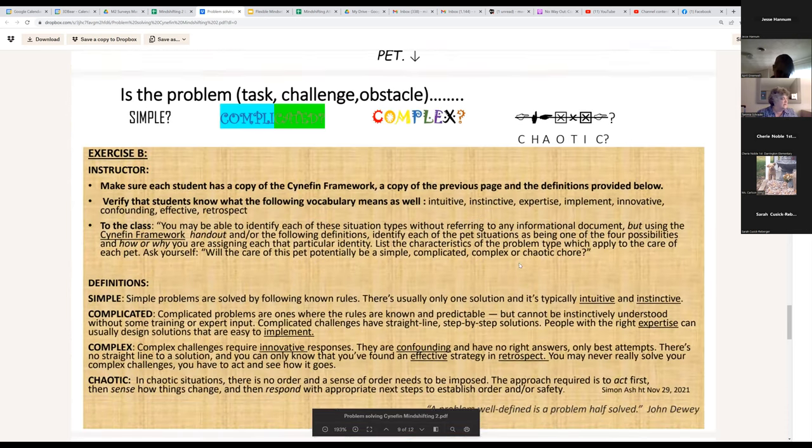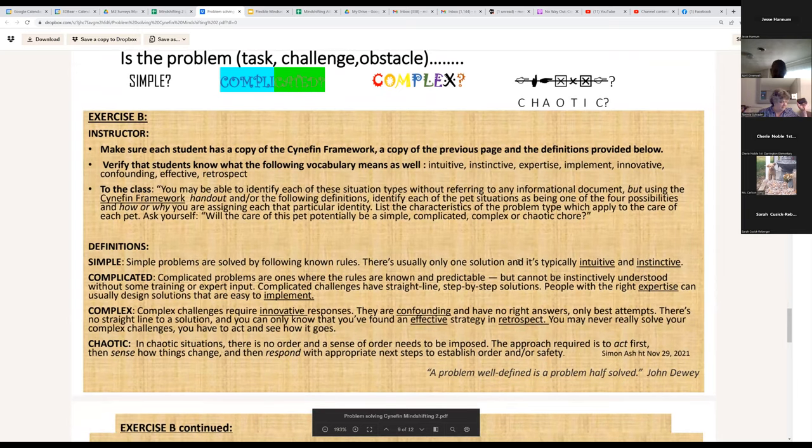Is the problem or the task or the challenge, or whatever it is that you're facing, one of these? And so make sure each of the kids have a copy of the Cynefin framework, and a copy of the previous page with the different animals on it. Go over the vocabulary that's included, make sure they understand that. And then have them identify, like we just talked, how they fit in.